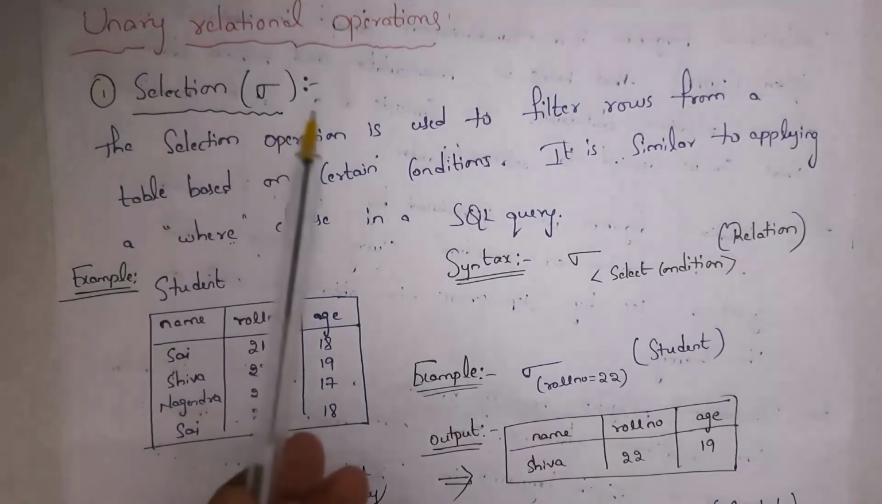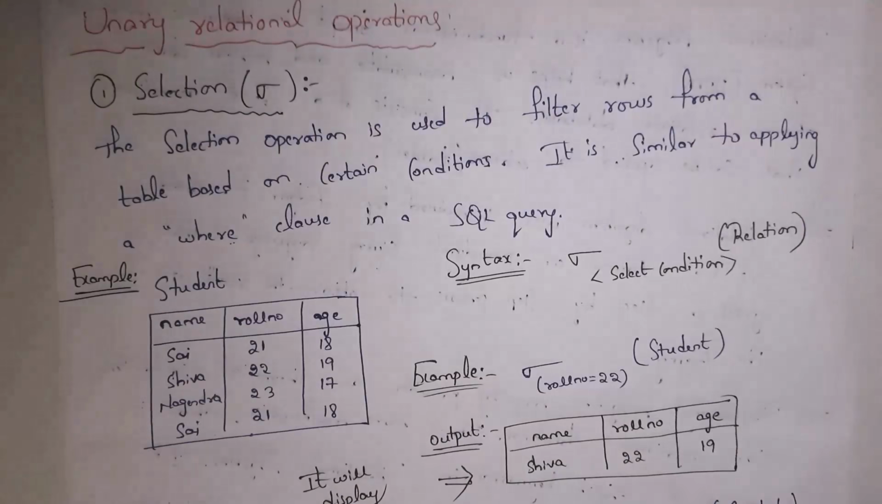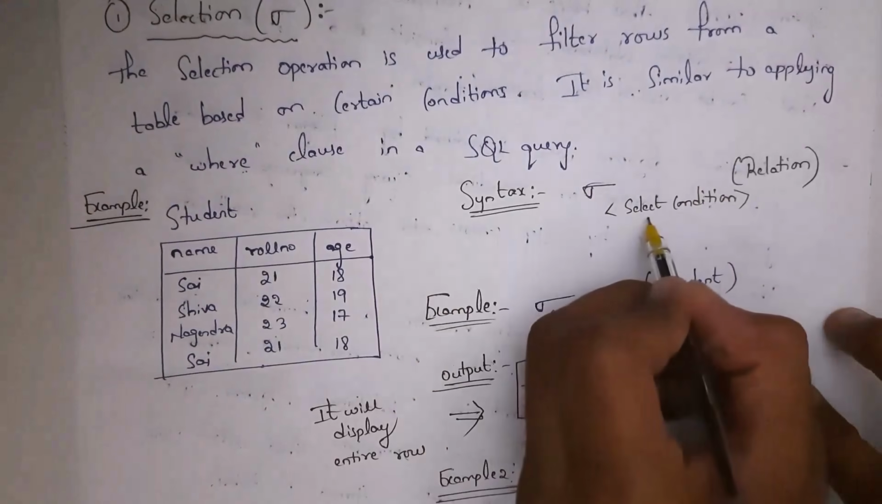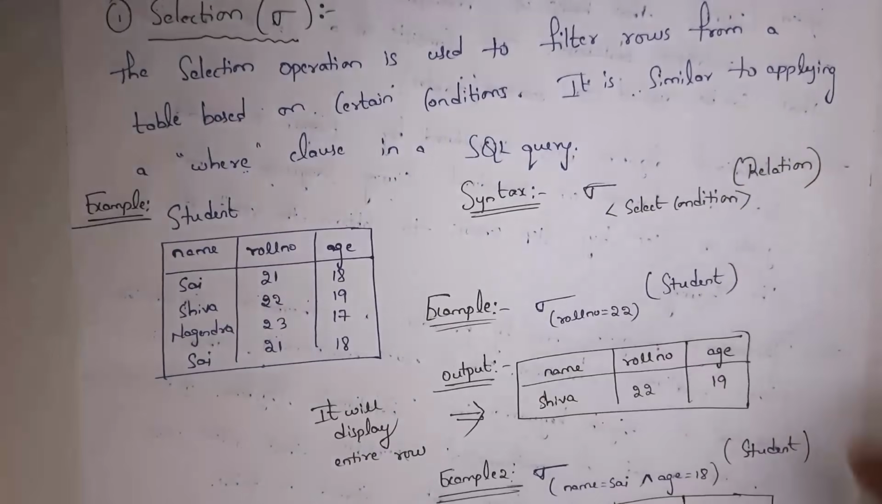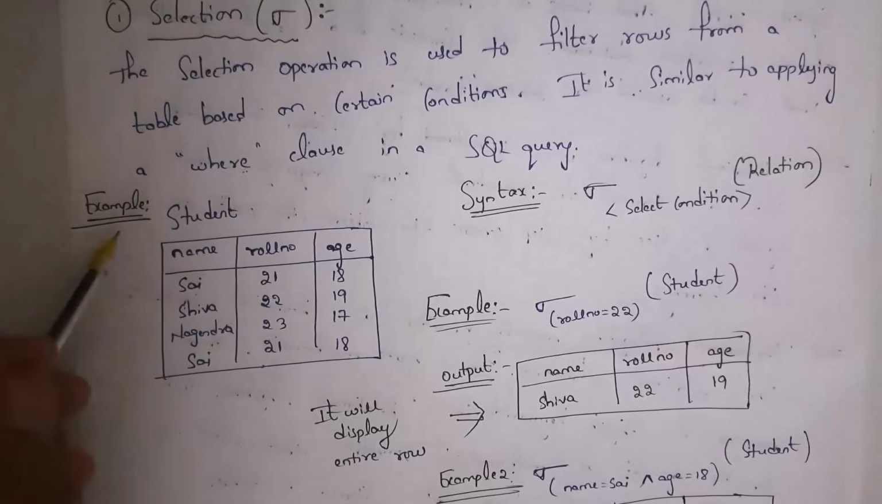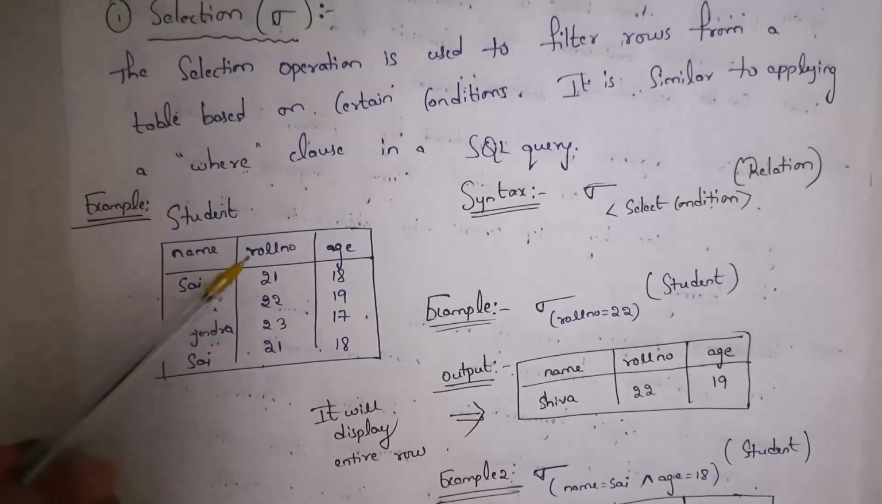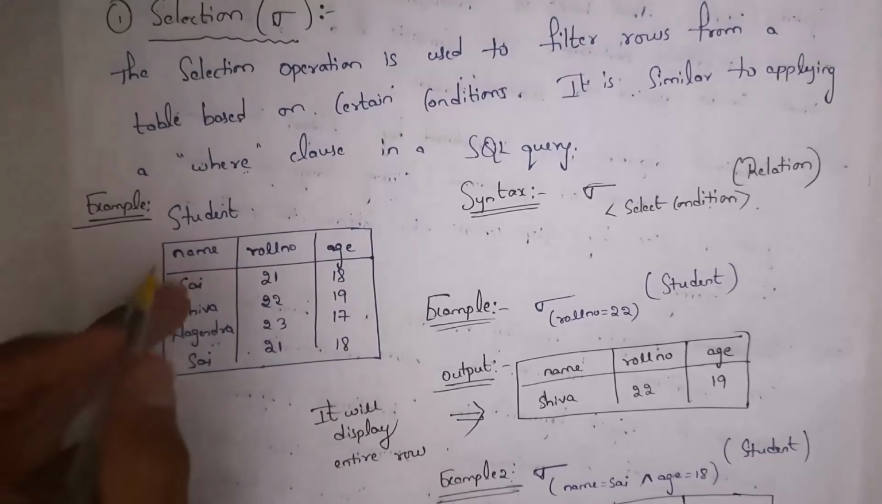This selection operation is used to filter rows from a table based on a certain condition. It is similar to applying the where clause in SQL queries. This is the syntax: sigma, here you need to give the condition, and here you need to write the relation. Relation is nothing but the table name. I'll give an example. For example, there is a student table. The student table contains names Sai, Shiva, Nagendra, Sai, and similarly roll numbers 21, 22, 23, 21, and ages 18, 19, 17, 18. In total there are 4 records: 1, 2, 3, 4.